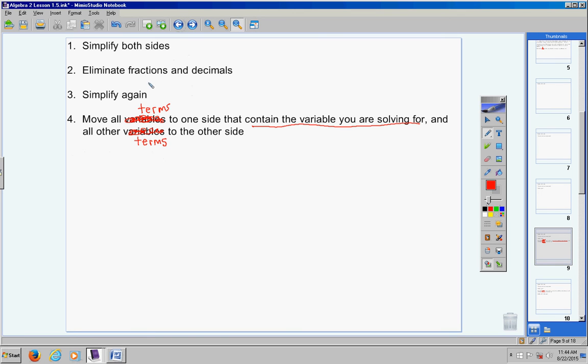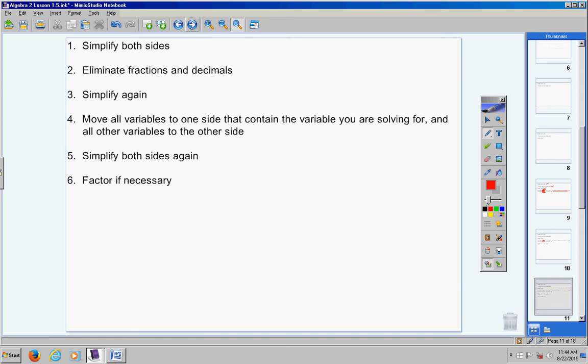Alright, so simplify both sides. Eliminate fractions and decimals. Simplify again. Then after you've done that, you want to move all terms to one side that contain the variable you're solving for, and all other terms to the other side. I will explain that step later. I will explain it well so you'll understand it. Okay, so don't worry about that. Simplify both sides again. Factor if necessary. That's the new step that you've not seen before. Factor if necessary. You don't always have to factor. Divide by the coefficient. Okay? And really, well, we'll leave it at that. So I'm going to pause.